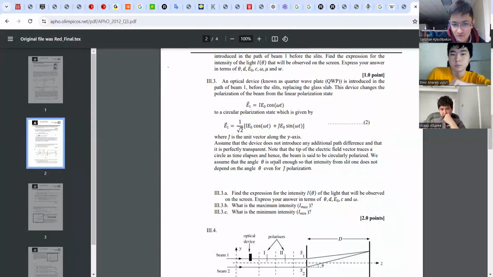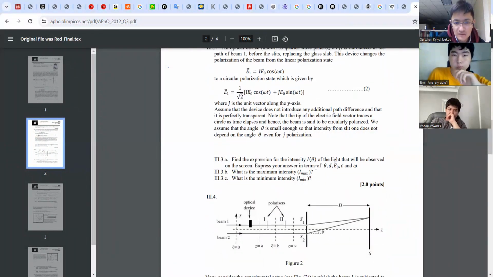We assume that the angle theta is small enough so that the intensity from the slit doesn't depend on angle even for J polarization. Question: Find the expression for the intensity of the light that will be observed on the screen.